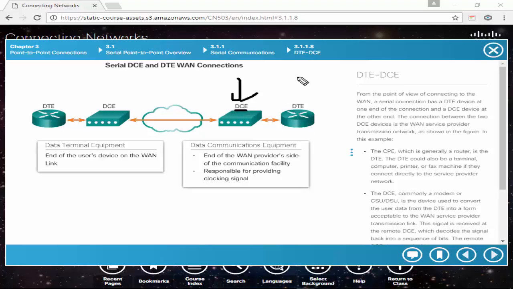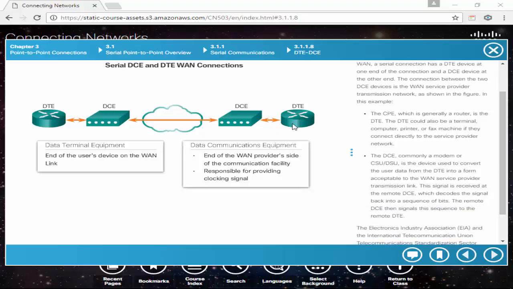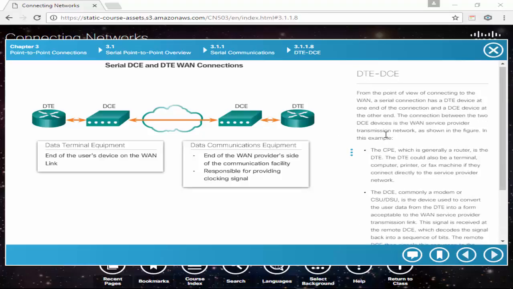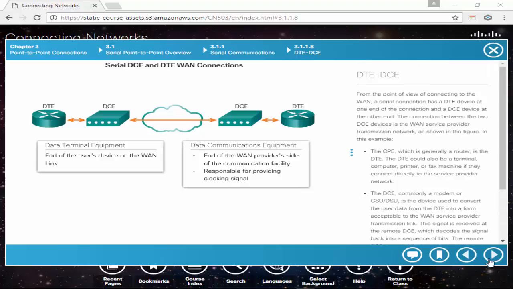And then the DTE termination is the side the client plugs in, but you cannot set a speed on the DTE end. So every serial cable has a DCE and a DTE end. Hope that makes sense.